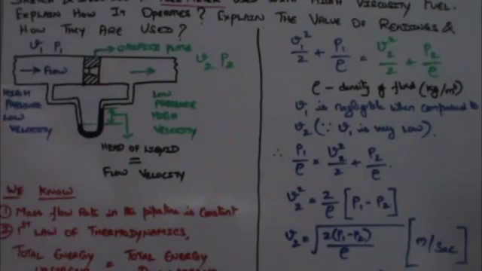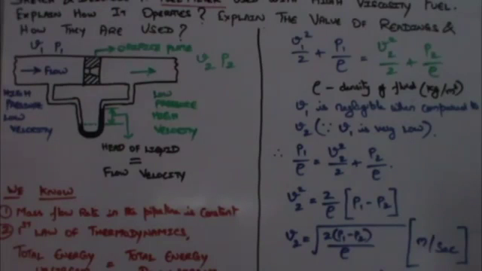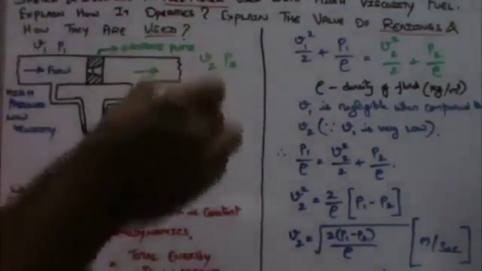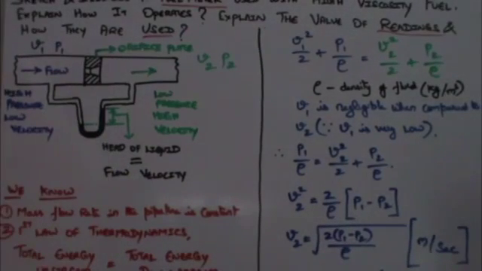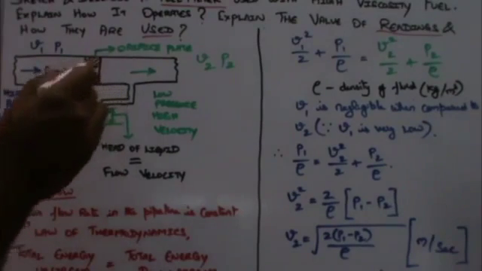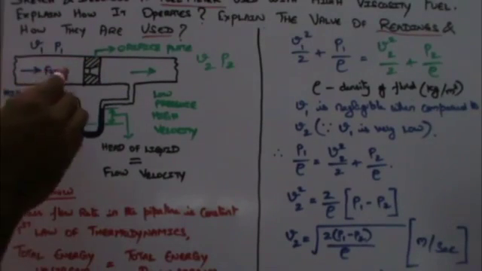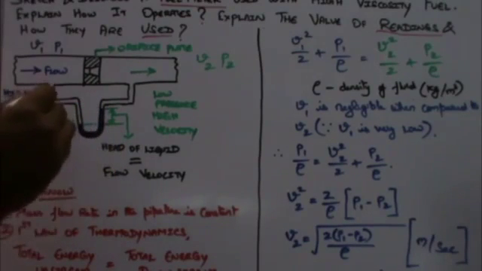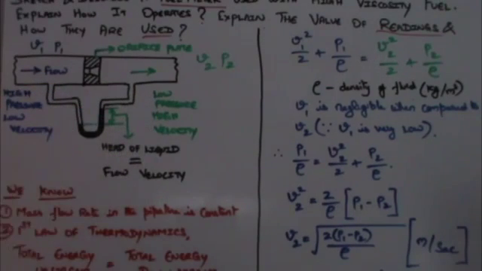Now we have understood one of the methods by which we can measure the flow of the fluid flowing through a pipeline. Now the second part of the same question asks: explain the value of the readings and how they are used in calculating the flow value. I assume the same orifice plate being installed in a pipeline, and this is the flow direction. As I said, there is a U-tube manometer connected from the high pressure side and the low pressure side.